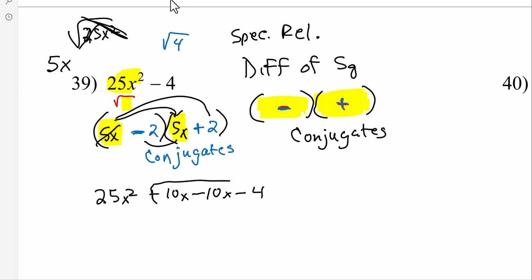But look at this in the middle. You have a plus 10x and a minus 10x. Those two zero each other out. So what we're left with is 25x squared, subtract 4. So that's how you know you did it correctly.